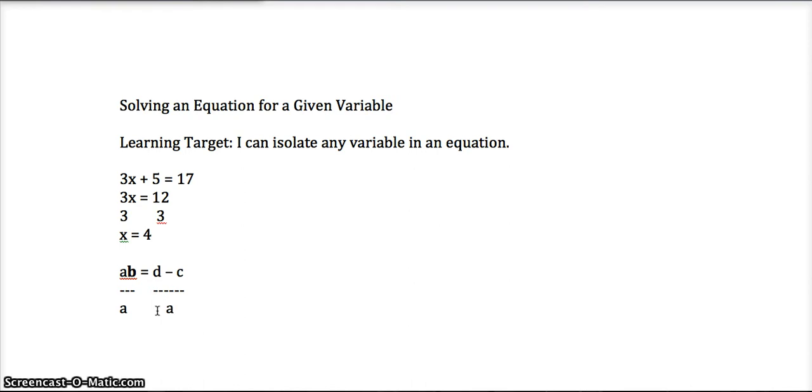Well, do we know what A is? We still don't know what A, B, D, or C are, so we just have to leave it like this. This part went away, so then our next line is B, because A divided by A is just 1. We don't need that anymore. B equals D minus C, all over A.